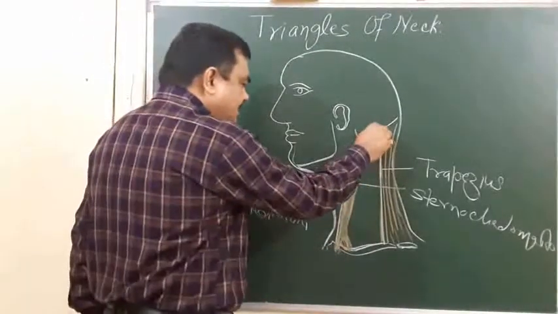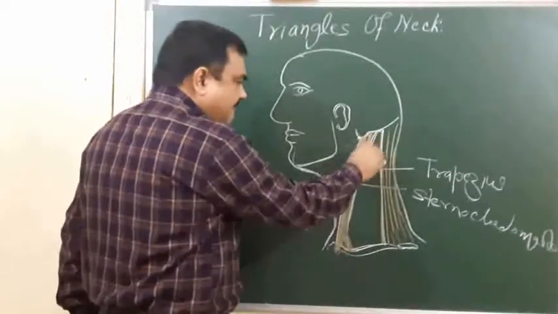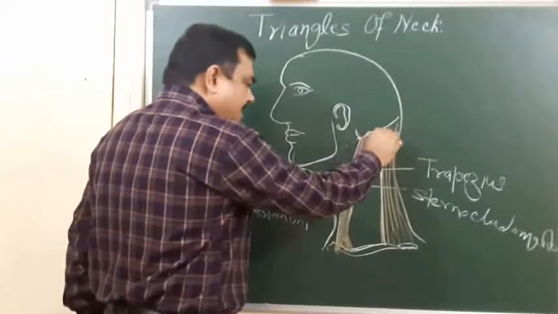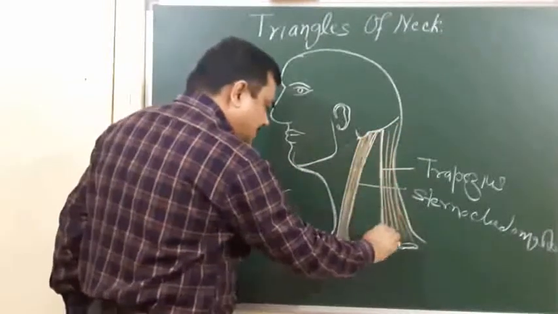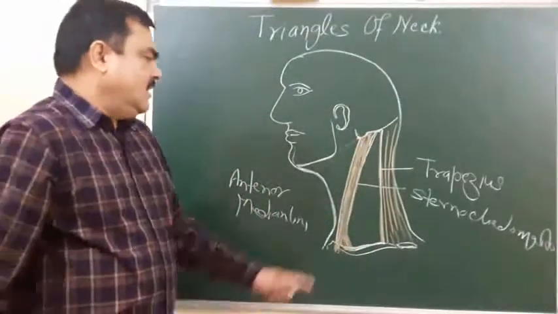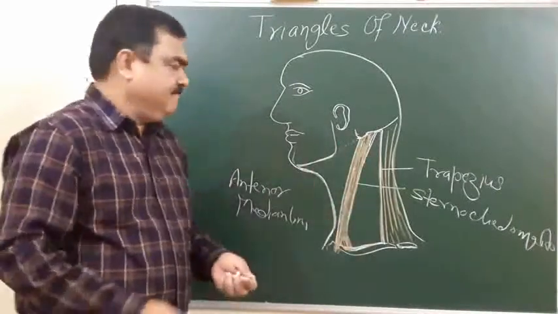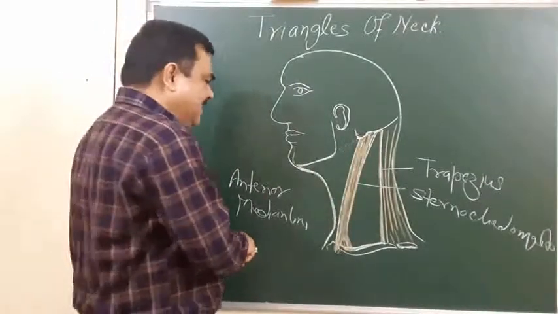Its boundary is anteriorly the posterior border of the sternomastoid, posteriorly the anterior border of the trapezius, and inferiorly the clavicle. So this is the anterior triangle of the neck, this is the posterior triangle of the neck. So the triangles are again divided.